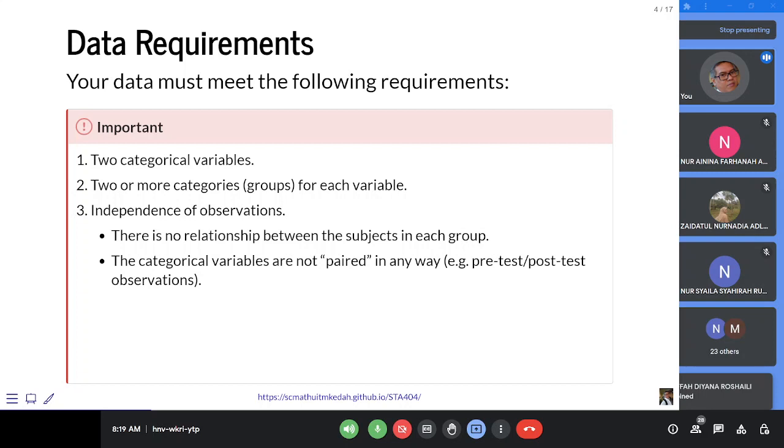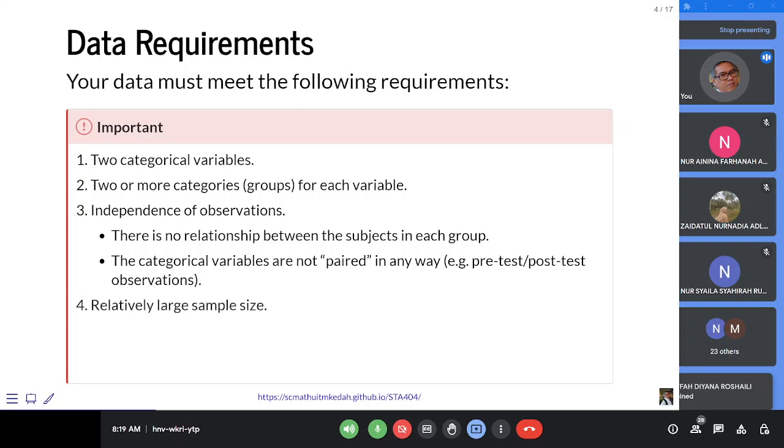Contohnya, you tak boleh ada data yang berbentuk pre-test and post-test. This is a dependent sample. This is not independent because they have a relationship. For example, in pre-test and post-test observations, the scores come from the same element. Kalau kita ada pre-test dengan post-test score of an exam, that means that particular score is from the same person. So this is considered to have a relationship, dependent observation. So we cannot have that. So in this situation, your data must have independent observations.